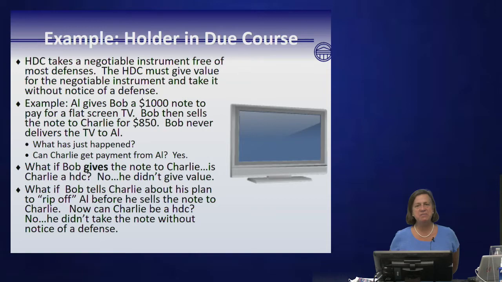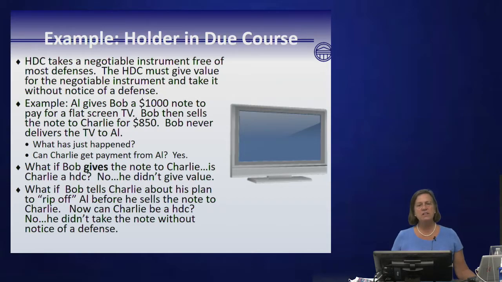What has just happened? There's been a breach of contract, right? So can Charlie get payment from Al? And the answer is yes, Charlie can, because Charlie is a holder in due course. He gave value for the note without notice that there was any defense on it.